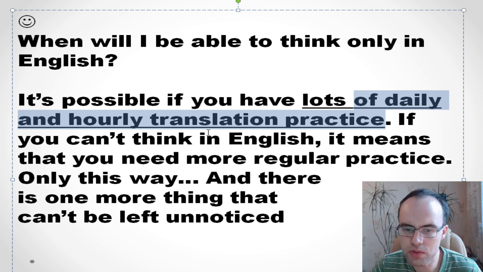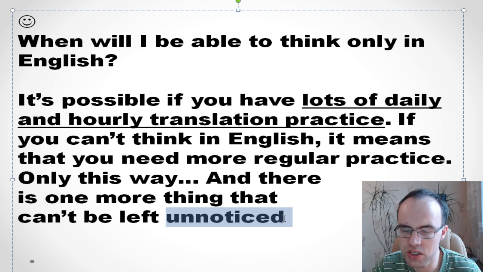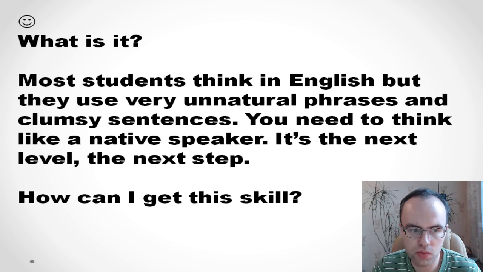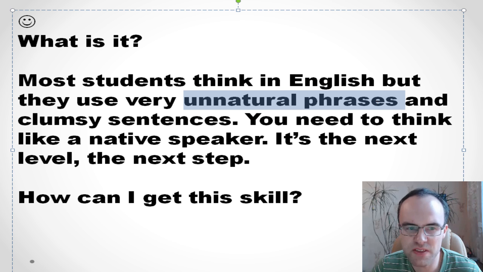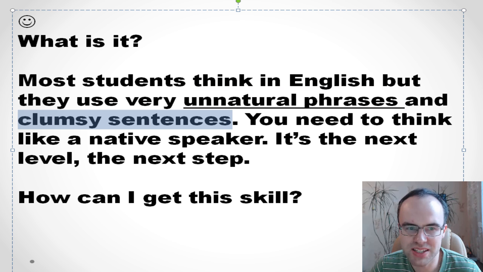Only this way. And there is one more thing that can't be left unnoticed, that can't be ignored. I know that people often fail to notice it, but we need to pay attention to this fact. So what is it? Most students think in English, but they use very unnatural phrases, and native speakers don't speak this way. And clumsy sentences. Clumsy means also unnatural. They think that it's right. Maybe other people will understand, but it isn't correct. It isn't spoken this way in America or England.